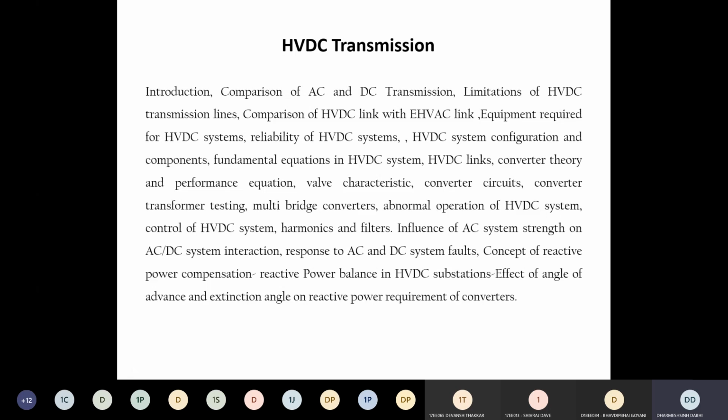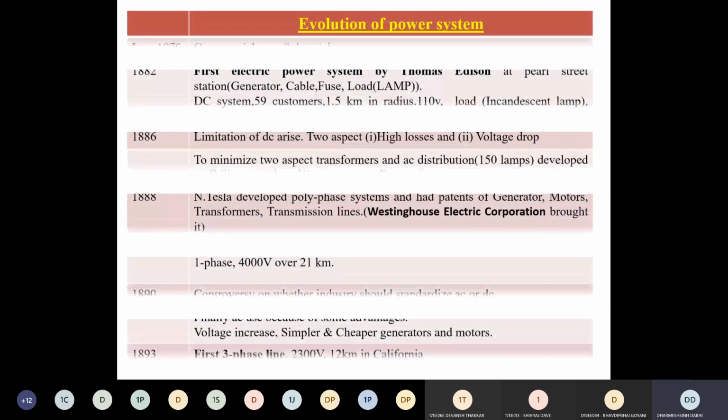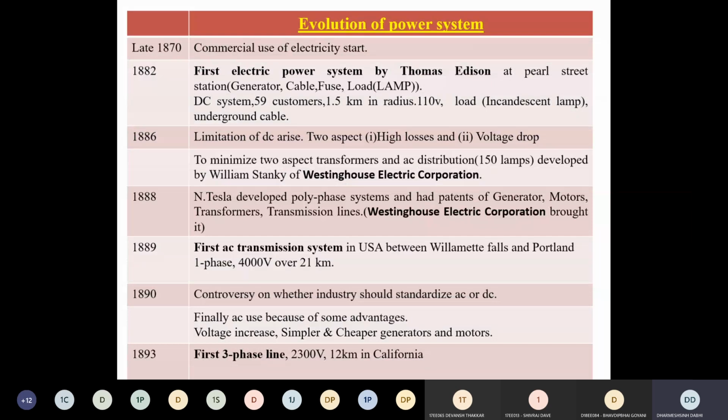So I hope it is clear to all of you. In the next lecture, before going into the details of HVDC, we will first see the history of power systems, from where power system evolution starts, and then how HVDC system evolution starts, and why nowadays we prefer HVDC for certain conditions as compared to HVAC. So basically we start from the history of power systems and HVDC. I hope up to this it is clear to all of you. We will discuss this in the next lecture.